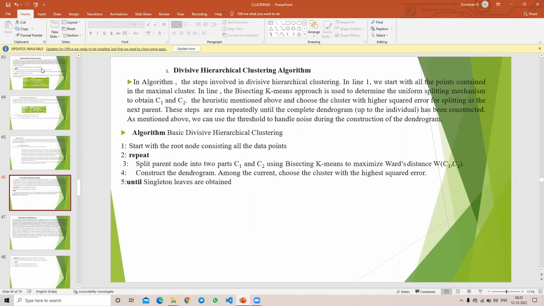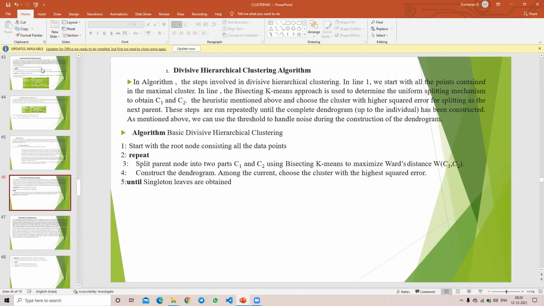In line 1, we start with all the points contained in the maximal cluster. In this line, the bisecting k-means approach is used to determine the splitting mechanism to obtain C1 and C2. Using the heuristic mentioned above, choose the cluster with the higher squared error for splitting next. The steps are run repeatedly until the complete dendrogram has been constructed. We can use a threshold to handle noise during the construction of the dendrogram.